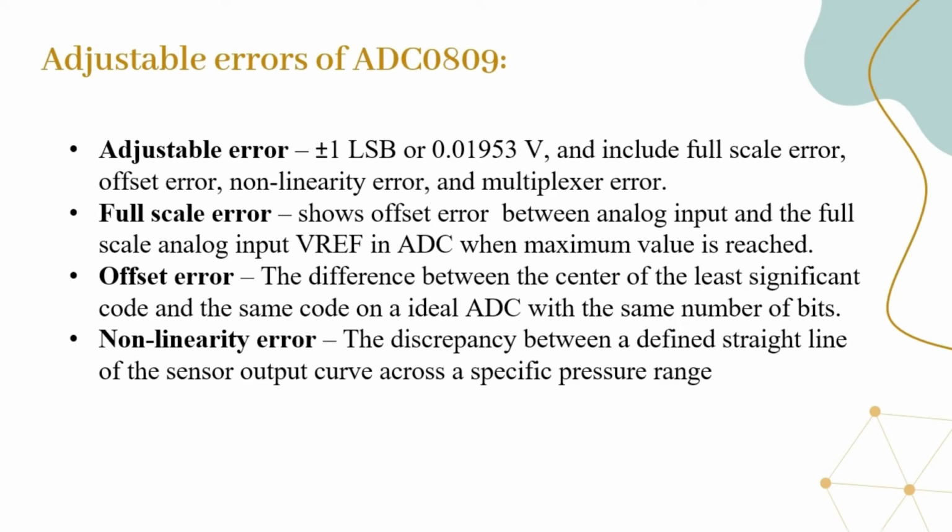The third one is the offset error, where the difference between the center of the least significant code and the same code on an ideal ADC with the same number of bits. And the last one is nonlinearity error, where the discrepancy between a defined straight line of the sensor output curve across a specific pressure range.